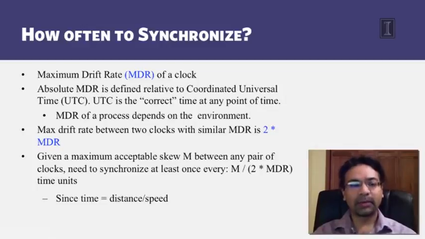Given a maximum acceptable skew m between any pair of process clocks, clocks at two different processes, you need to synchronize the clocks once every m divided by 2 times MDR time units, where MDR is your maximum drift rate that you know for the individual processes, and m is your maximum acceptable skew which the application can tolerate. Why is it m divided by 2 times MDR? This is the same reason as time equals distance divided by speed.